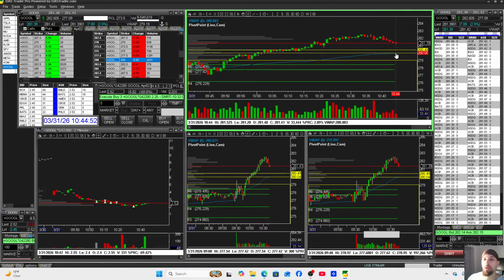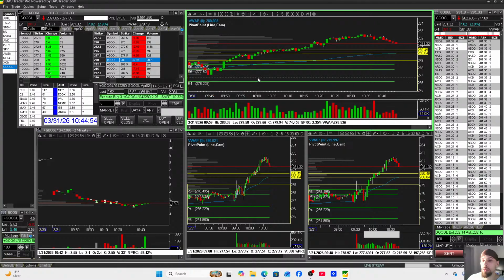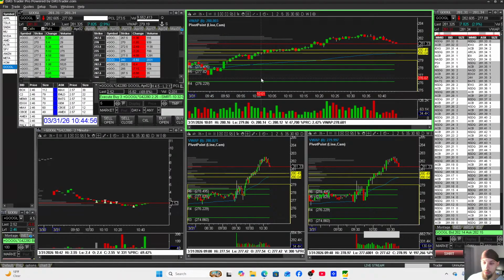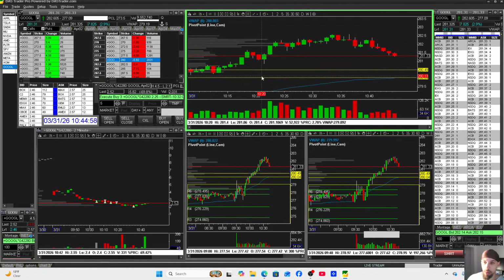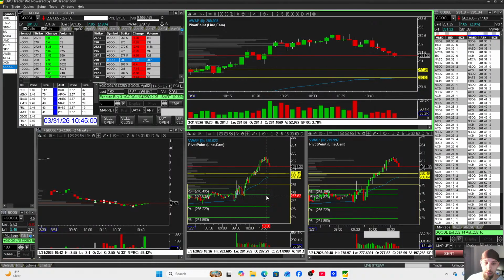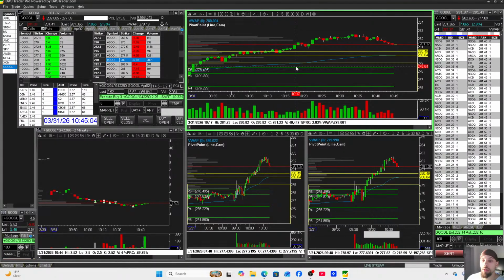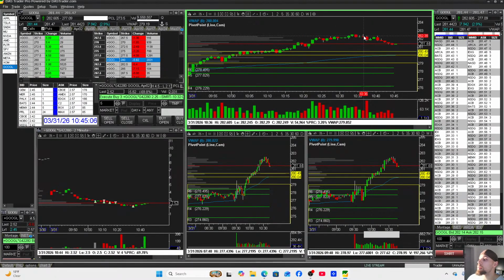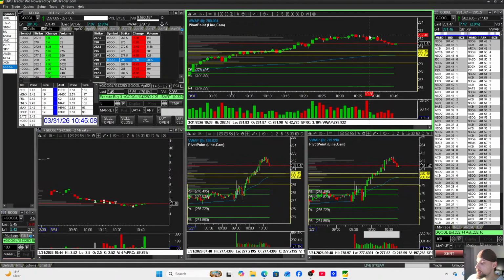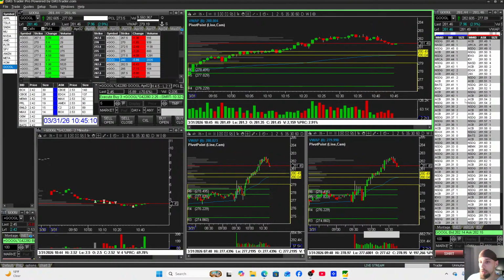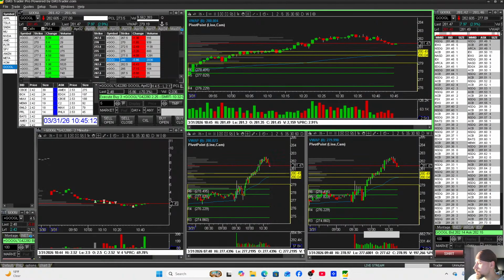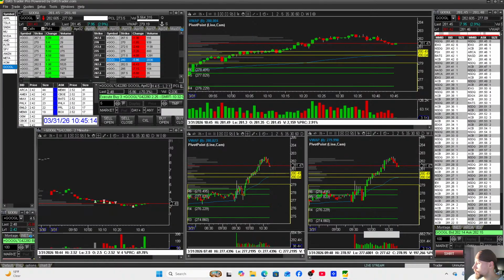Second profit target's at VWAP. We are retracing nicely here, trending down slowly. SPY and Qs made a nice 15-minute bearish candle here.